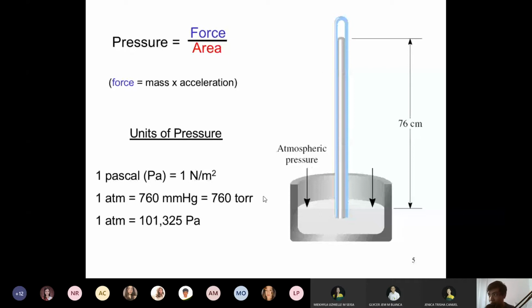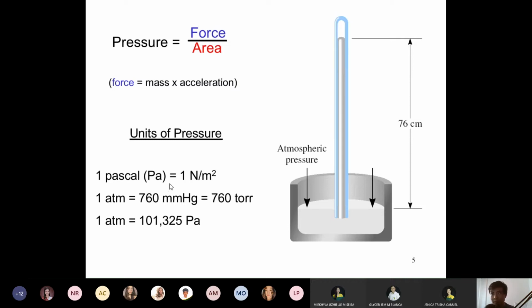Si Torr naman, isa siyang copycat, no. I really don't know the story about Torr, pero same lang sila ng nakuhang idea. I don't know why, pero yun, tanggapin natin. So we sometimes use torr. Minsan millimeter mercury.